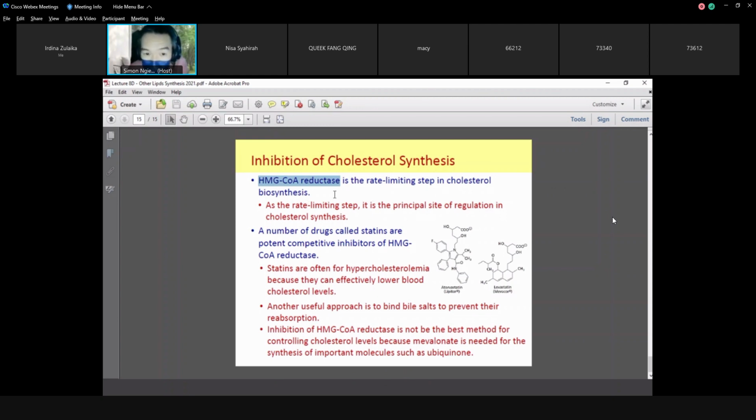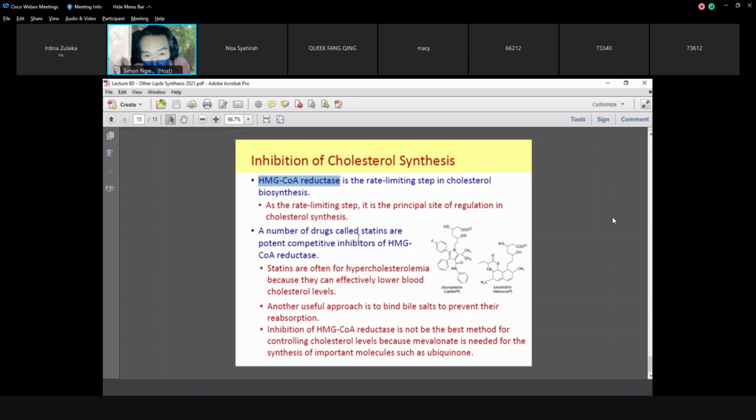So normally the rate limiting step is the step that is kind of slow, so it's much easier to control. When we come to enzymology, normally the rate limiting steps are the ones that are regulated, because how fast or slow the process goes is determined by this step itself. So by controlling the rate limiting step of a process, you basically control the whole process. As the rate limiting step, it is the principal site of regulation in cholesterol synthesis, which is why this is the enzyme that is normally regulated.